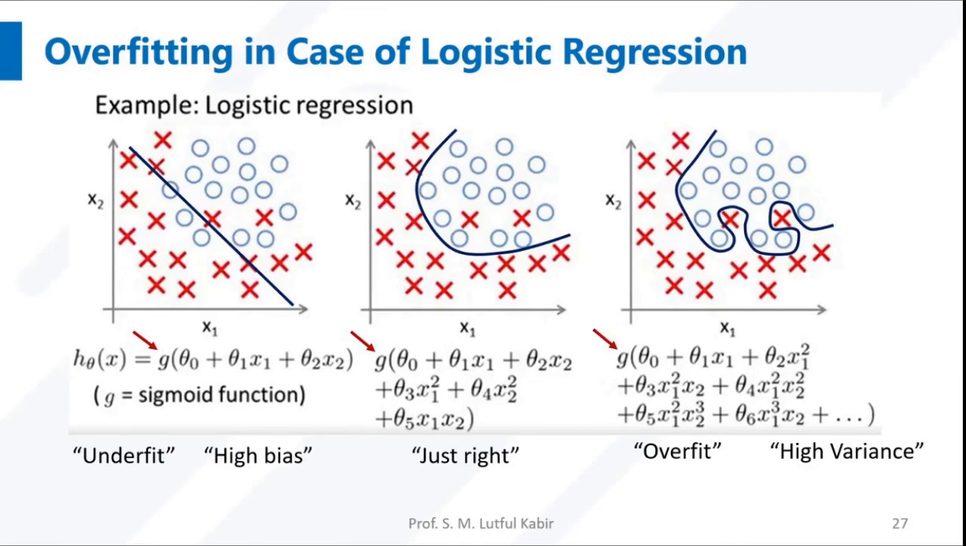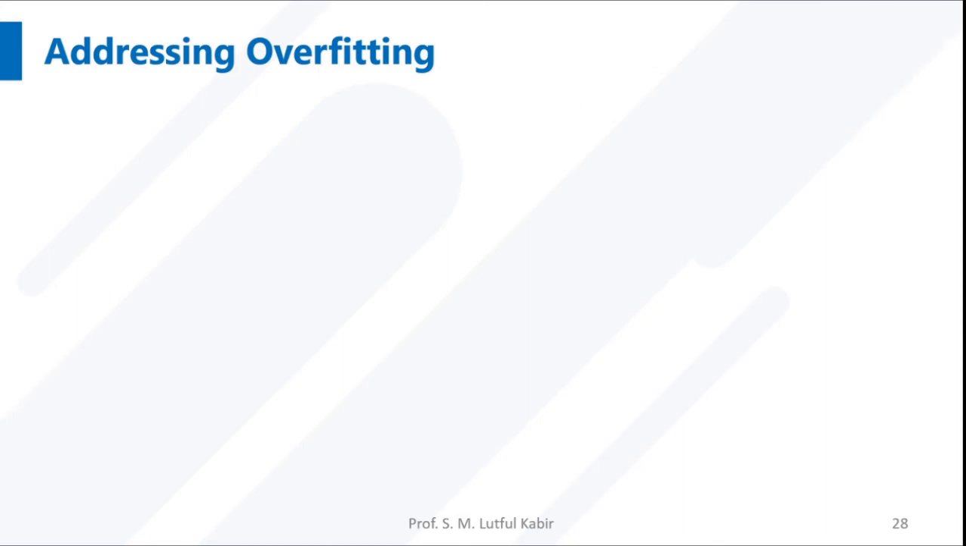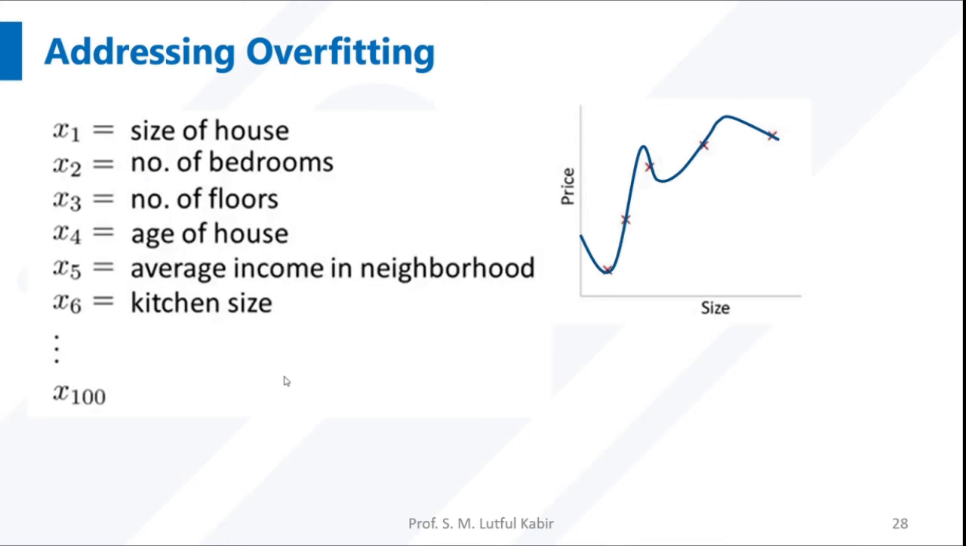Now let us discuss how to address this problem of overfitting. In the housing price problem with linear regression, we discussed there is one variable, so the shape of the fitted curve we can easily visualize. In logistic regression, we discussed two features, and because of two features you can draw the decision boundary. But if the number of features is very high, it is very difficult to draw this kind of figure, like a fitted curve or decision boundary.